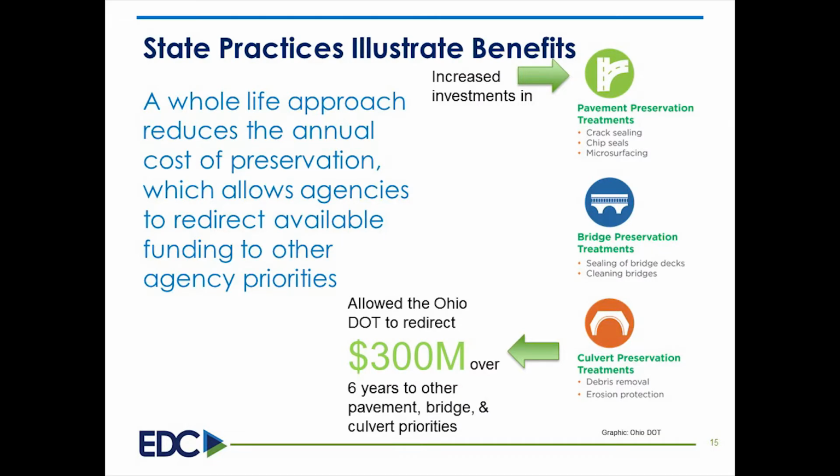Ohio DOT is one of the states that has bought into this totally. And one of the reasons that they bought into this is they did a life cycle plan analysis, and what they found was if they increased the amount of pavement preservation, bridge preservation and culvert preservation that was done, they could redirect $300 million over 6 years to other priorities. They presented that to their executive leadership, and the executive leadership said, go for it. We are going to buy into this whole hog.